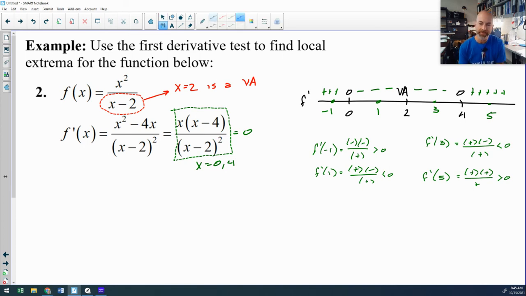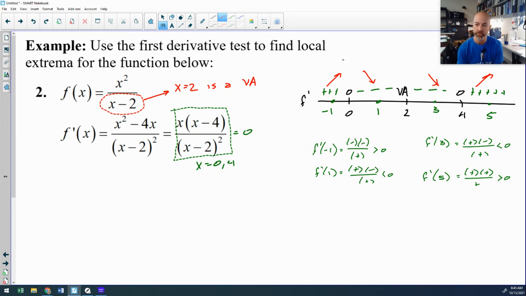Do remember that every local max and local min will occur at critical numbers. So the only candidates, we can only have local extrema at 0 and at 4 if we have any at all. And so I'm looking at my number line here. And again, the number line is invisible, but it's a great organizational tool. My derivative is positive. That means my function is increasing. My derivative is negative. That means my function decreases. My derivative is negative. My function decreases again after the vertical asymptote. Then we increase. And so I have a critical number at 0.